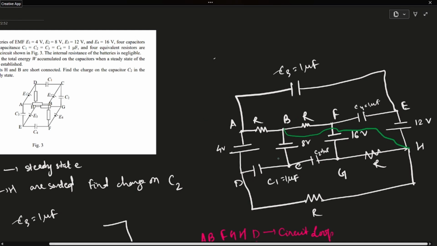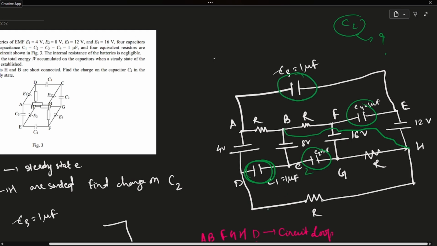So what is the potential? So what is the charge in capacitor C2? Capacitor C2 is here, right? So C in the steady state. When will the steady state be? When the capacitors will be charged. So this will be charged. Then this will be charged. All the capacitors will be charged.